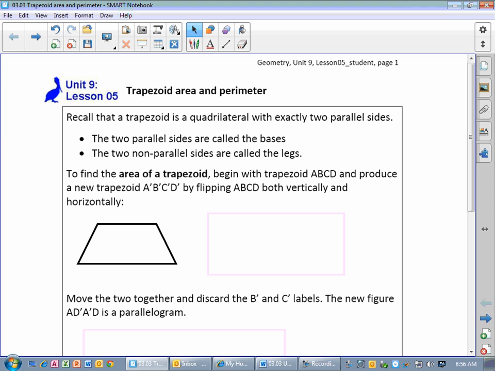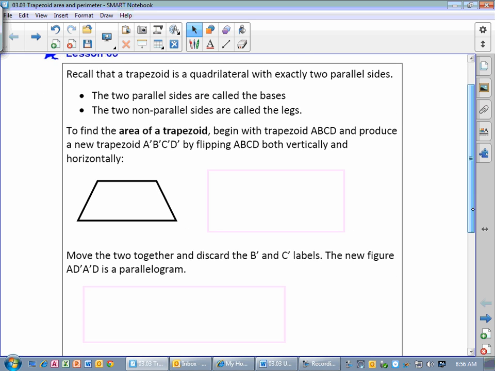Exactly two parallel sides. We call the parallel sides the bases, and the other two sides that aren't parallel, we call them the legs. So again, we're going to go through how the trapezoid area formula is derived. First off, the bases are these parallel sides. So I'm going to call this B1 and this B2.